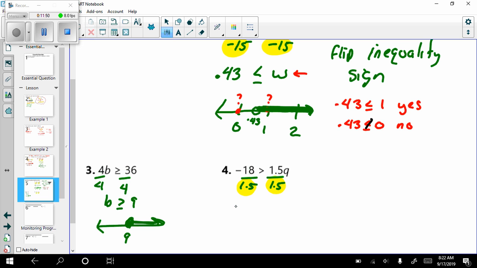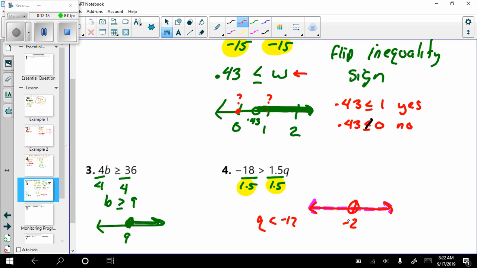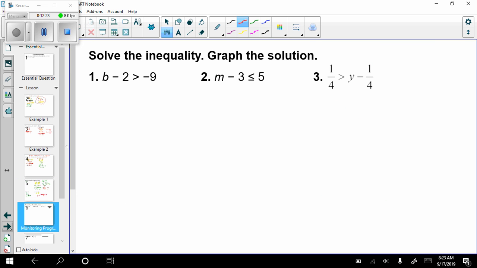So this ends up being a negative 12 is greater than q. We're going to graph this. And we are going to flip this. Q is less than negative 12. Oh, this is magic pen, so it's disappearing. Great. Let's fix that. So you have Q is less than negative 12. There's my negative 12. I'm going to go less than that way.